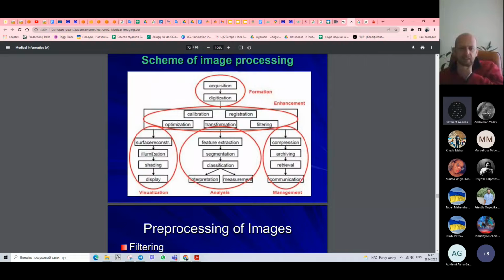And in this range, the visualization stage includes surface construction, illumination, shading, and display. In the analysis stage are segmentation, classification, interpretation, and measurement. And in management are compression, archiving, retrieval, and communication.